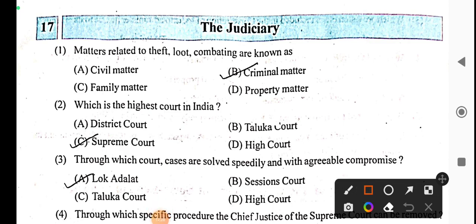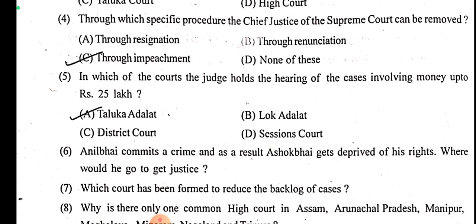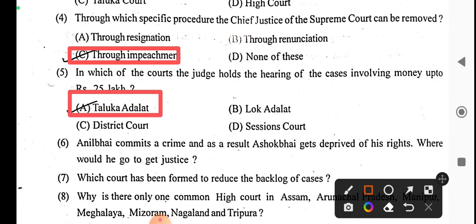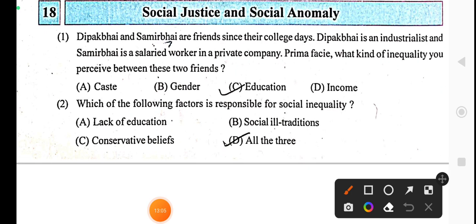Matters related to theft, loot and combination are known as criminal matters. Which is the highest court of India? The Supreme Court. Through which court are cases solved speedily with agreeable compromise, known as Lok Adalat? Through which specific procedure can the Chief Justice of the Supreme Court be removed? So, through impeachment. કેના થ્રુ આપણે રિમૂવ કરી શકીએ છીએ? Through impeachment. In which court does the judge hold the hearing of cases involving money up to 25 lakhs? So, taluka court. Right? Social justice and social inequality.